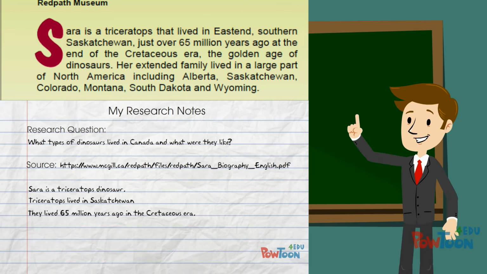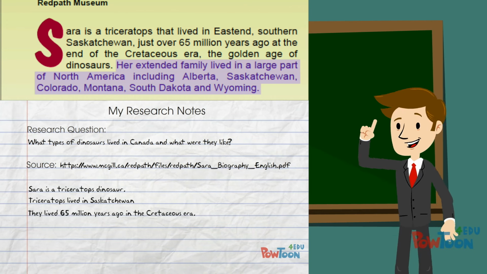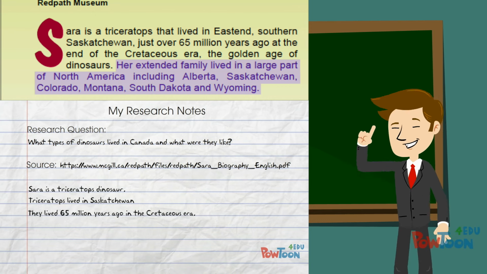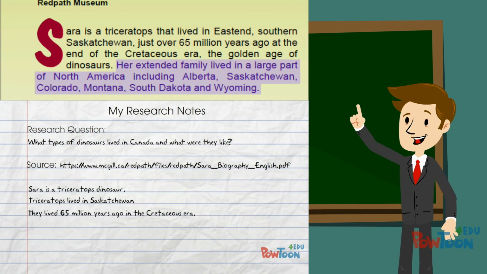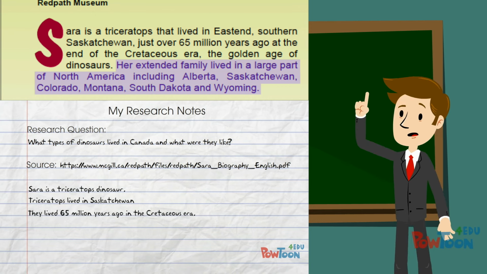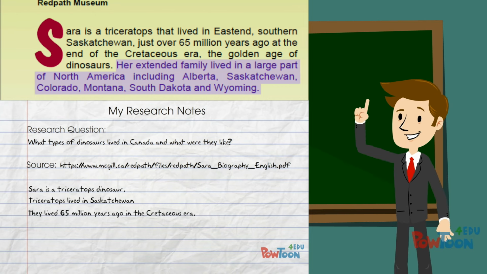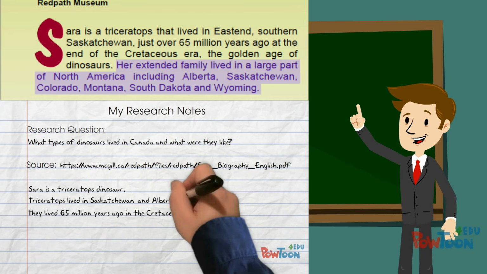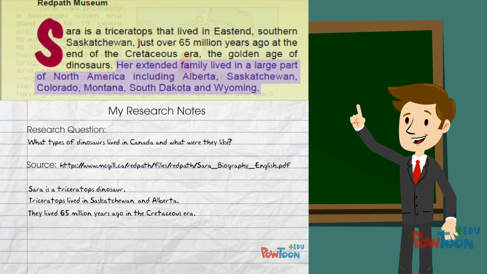The last sentence says, "Her extended family lived in a large part of North America, including Alberta, Saskatchewan, Colorado, Montana, South Dakota, and Wyoming." Now we know that Triceratops lived not only in Saskatchewan, but in those other places too. But remember that we wanted to know about dinosaurs in Canada, so we'll only need to include the places that are within Canada. So let's add Alberta to the places they lived, but not the other places.